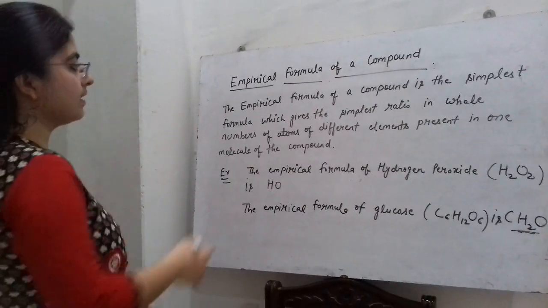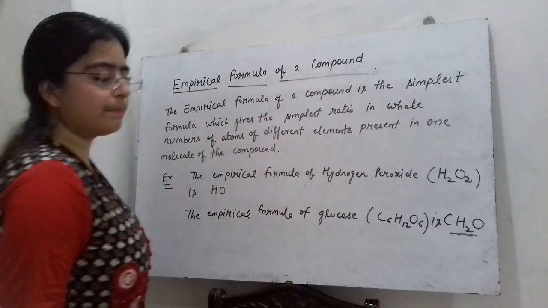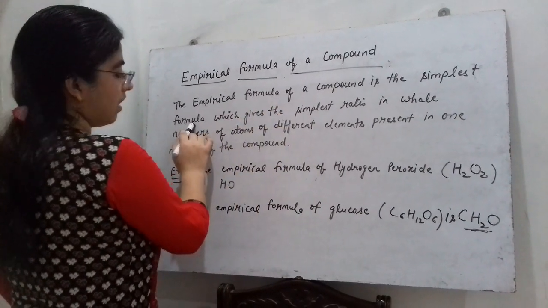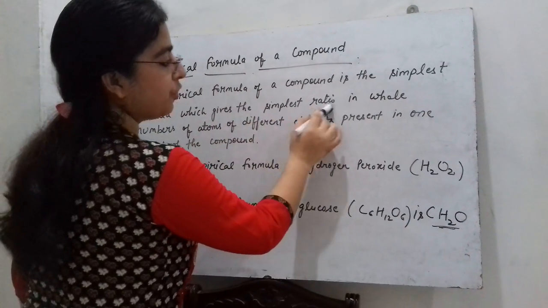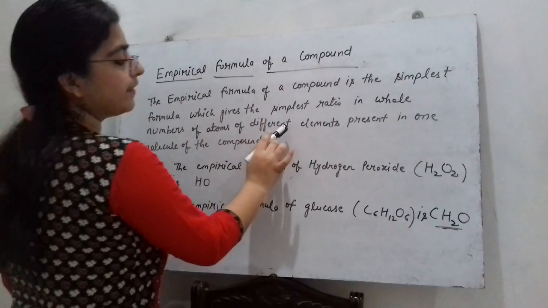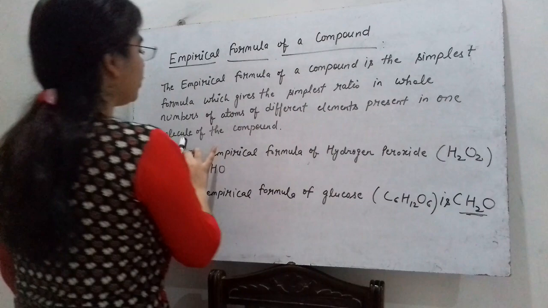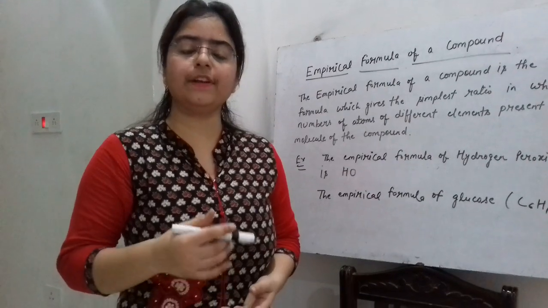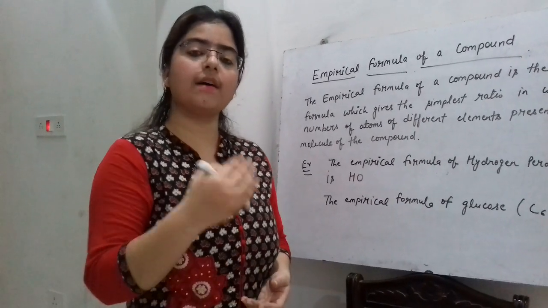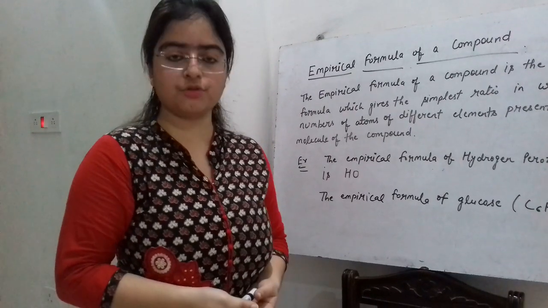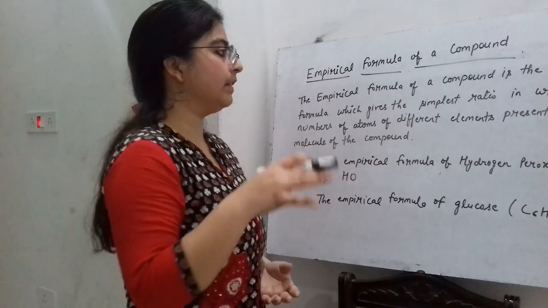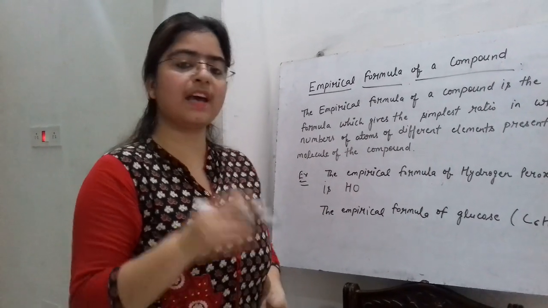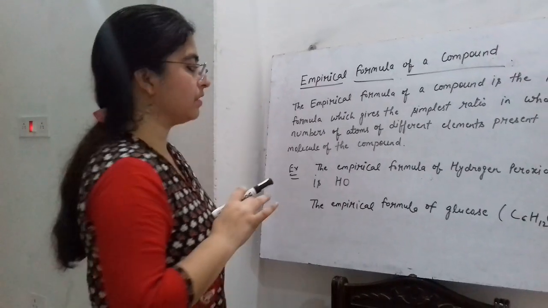So our next topic is empirical formula of a compound. Empirical formula of a compound is the simplest formula which gives the simplest ratio in whole numbers of atoms of different elements present in one molecule of the compound. The simplest ratio of the number of atoms of different elements present in the molecule of any compound is the empirical formula of the compound.